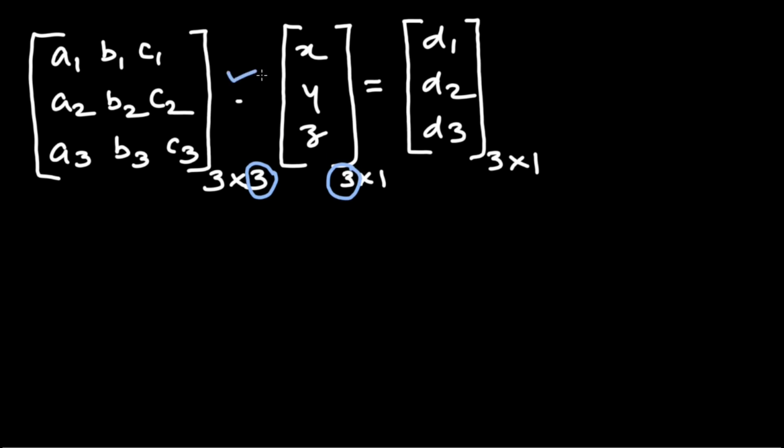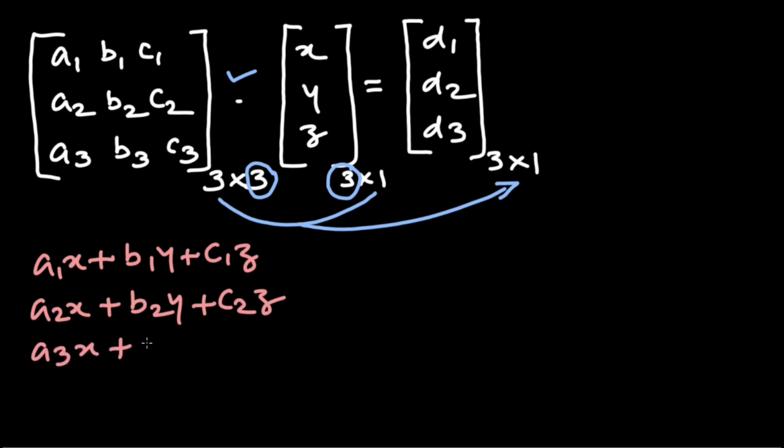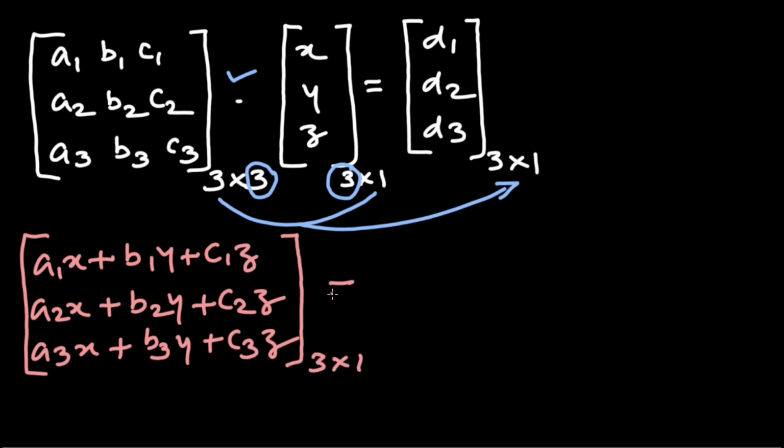Now the number of columns of the pre-matrix is equal to the number of rows of the post matrix. Therefore, this matrix product is possible, and the resultant will be a matrix of order 3 by 1. So the product will be a1x plus b1y plus c1z, then a2x plus b2y plus c2z, then a3x plus b3y plus c3z, whose order is 3 by 1, which equals the matrix on the right hand side d1, d2, d3 of order 3 by 1.